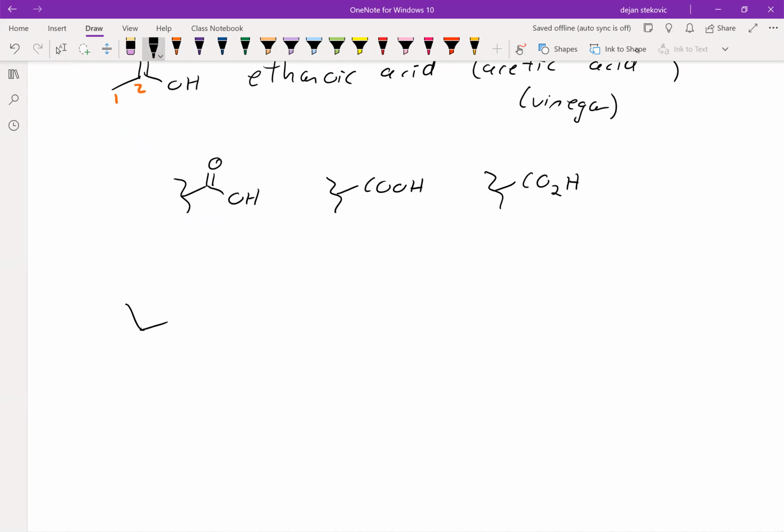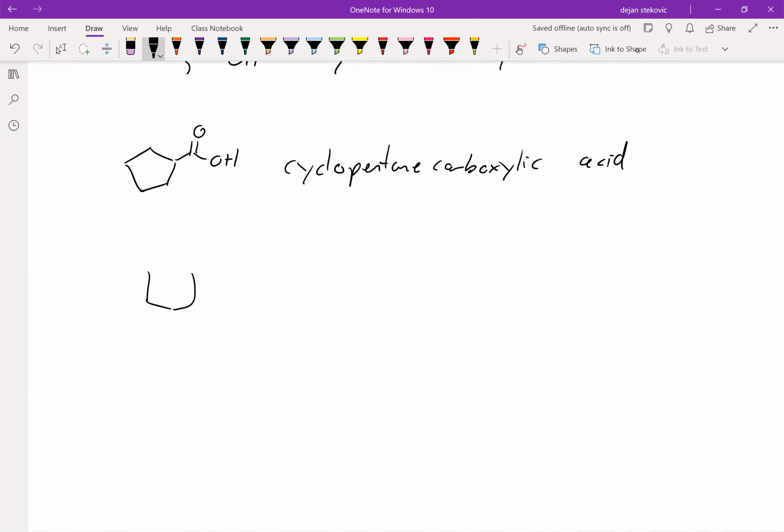When they're attached to kind of big rings, they might be called something different. So for example, this would be cyclopentane carboxylic acid. So different, but still pretty obvious. Another commonly found one would be benzoic acid, which is this guy right here.